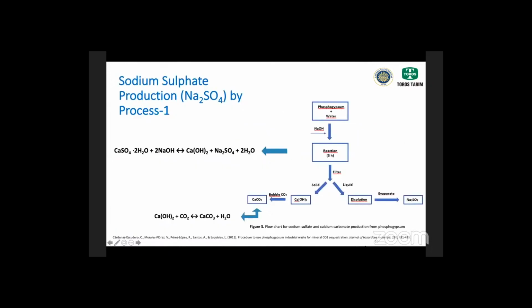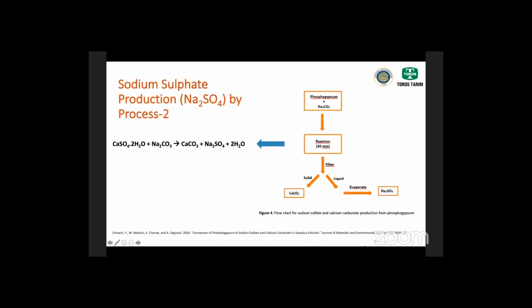We used 2 different processes to produce sodium sulfate. In process 1, PG is reacted with sodium hydroxide for 3 hours. At the end of the reaction, solid and liquid phases are separated. The liquid phase is characterized as sodium sulfate.